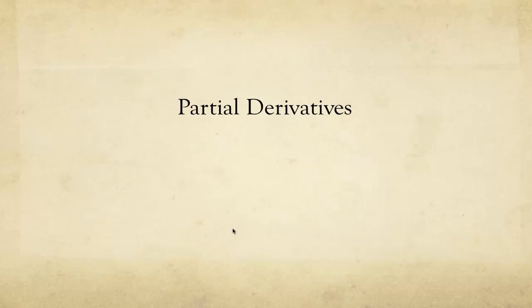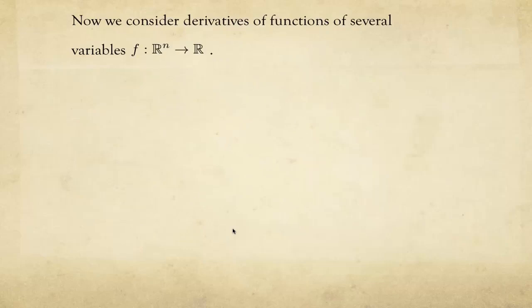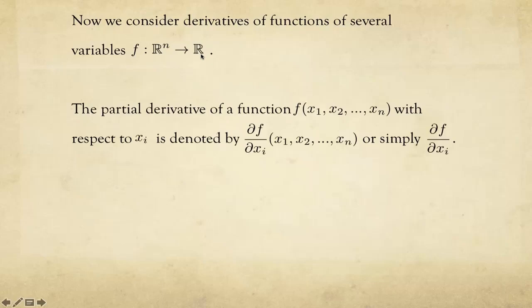Let's talk about partial derivatives. Now this is calculus 3. If you take multivariable calculus in college, this is what we talk about here. Suppose you have a function of several variables. So you have many variables, so this is a vector, and the output is one variable. So this is a real-valued function.